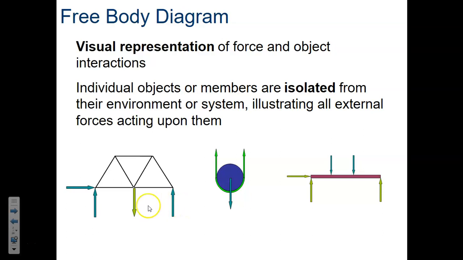Basically, it's just your drawing of the object, or the object can be converted to a dot to simplify drawing it. I mean, if you're drawing a bird, you don't have to draw a bird. You can make the bird a dot. Okay, and then you label the forces that are acting on that object on your drawing.